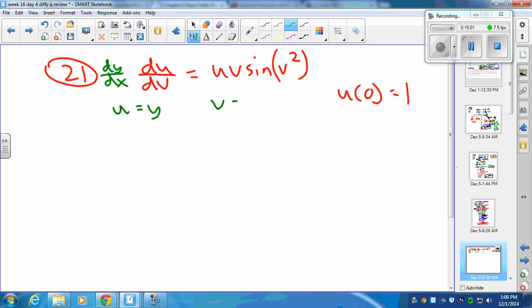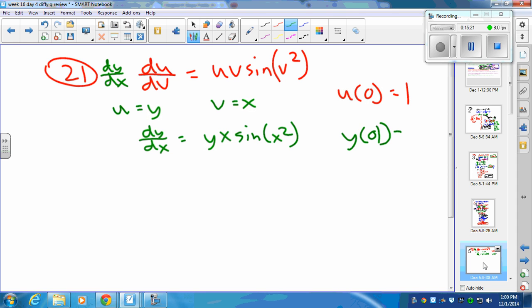and v must be the same thing as an x. So if you wanted to, you could write this as dy dx equals y x sine of x squared, and then my initial condition would be y of 0 equals 1. It's the exact same problem. Instead of u's and v's, I did y's and x's. If you want to do that, you can.